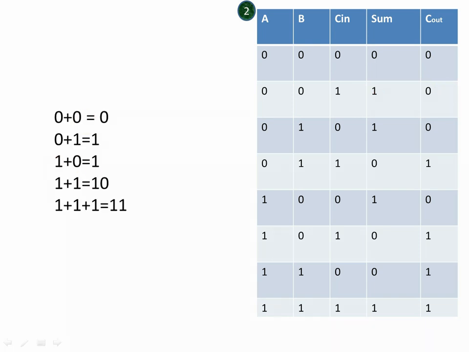Let us see the binary addition. 0 plus 0 equal to 0. 0 plus 1 equal to 1. 1 plus 0 equal to 1. 1 plus 1 equal to 10, that is sum is 0, carry is 1. For 1 plus 1 plus 1, 1 plus 1 equal to 10, and 10 plus 1 equal to 11. That is sum is 1, carry is also 1.